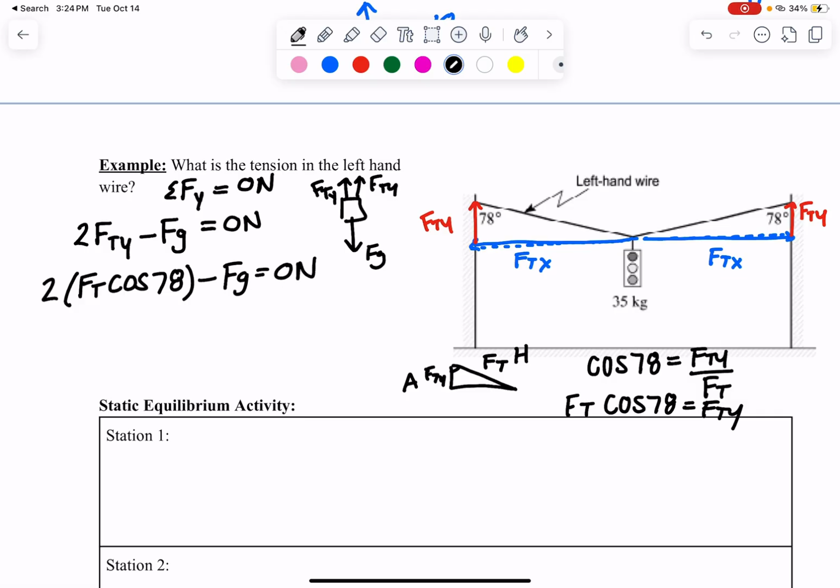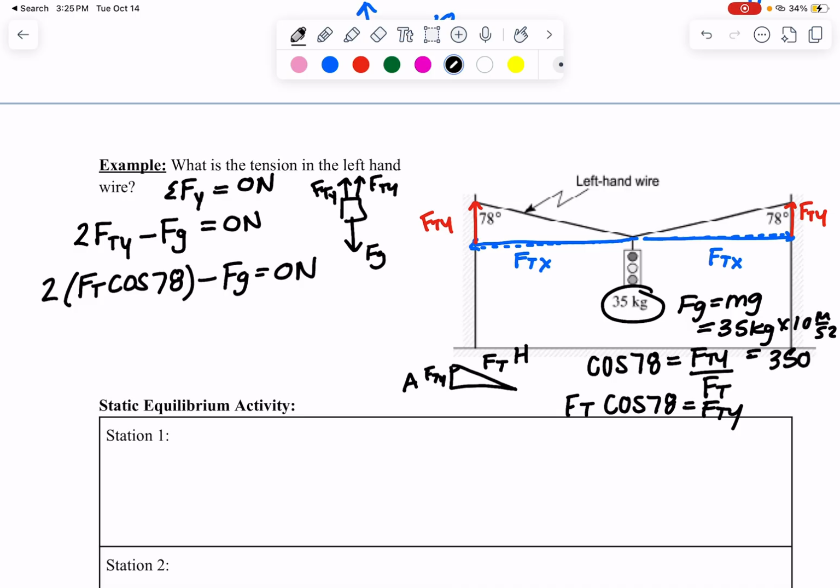Now FG, we see that it gives us this 35, and we know that FG is equal to mg, so we can take 35 kilograms times 10 meters per second squared, and we can find that FG is 350 newtons. So now we can do 2 times FT cosine of 78 minus 350 newtons equals 0 newtons.